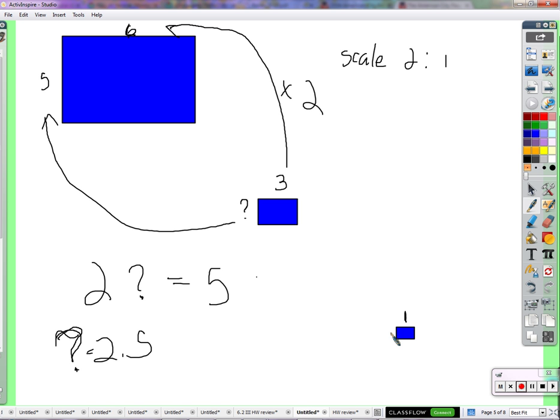So take 2.5 divided by 2. This side's 6. We scaled it down to the point that this side is 3. Which you said is half as much. Yeah. Half as much. Not 3 less, right? It's not that it went down by 3.